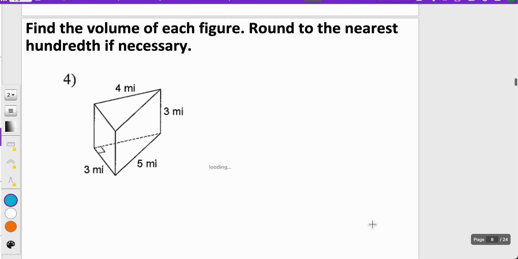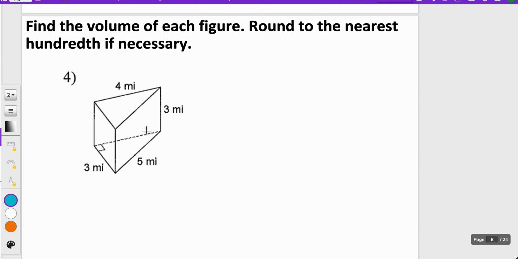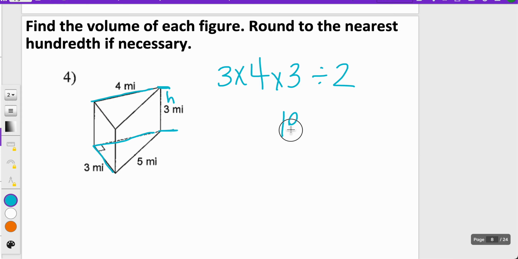Okay. Number 4 is a triangular prism. Remember, we want to look for that right angle first. That's a 3 and a 4. So 3 times 4. And the only other two we have to choose from are this 5 and this 3. But we want this 3 because that 3 is going from triangle to triangle. So 3 times 4 times 3. And then don't forget to divide by 2. So 3 times 4 is 12. Times another 3 is 36. Dividing by 2 gives us 18 miles cubed.